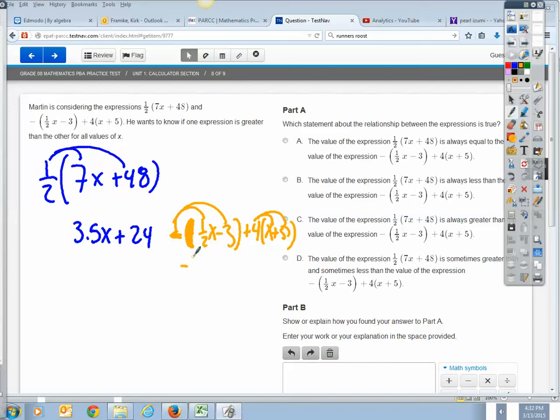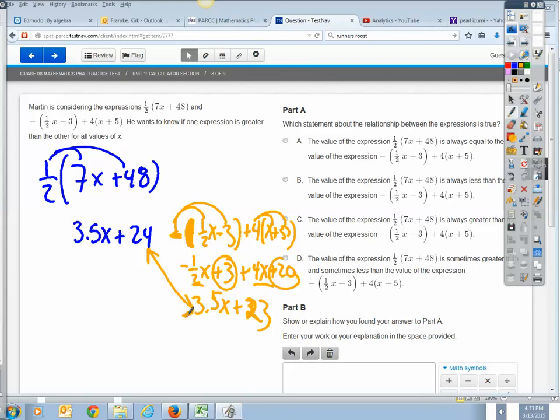So we have negative 1/2 x. A negative times a negative is a positive. 4 times x is 4x. 4 times 5 is 20. So let's combine my similar terms. I see that these two are similar. So I know that negative 1/2 x plus 4x is going to be 3.5x, 3.5x. That 3 plus 20 is 23. So here's the thing. Are these two things equal? And the answer is unequivocally no, they're not equal.